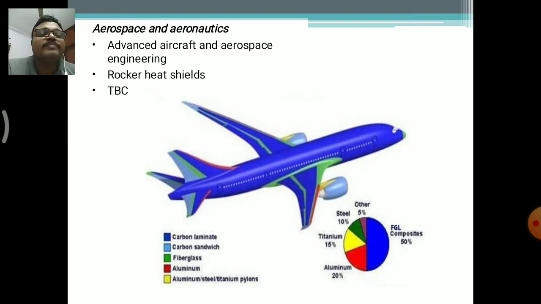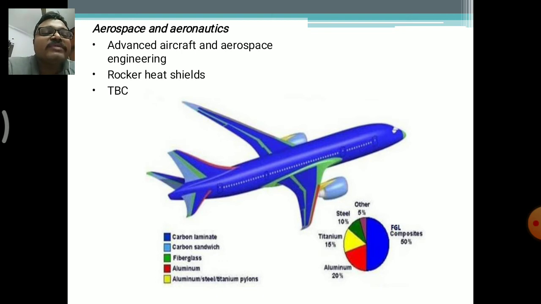So we can see the different types of materials used in the aerospace or an aeroplane. The majority of the material is shown in dark blue, that is royal blue color, that is the carbon laminate, that is the FGL composites. These materials are used up to 50% of the aeroplane building.